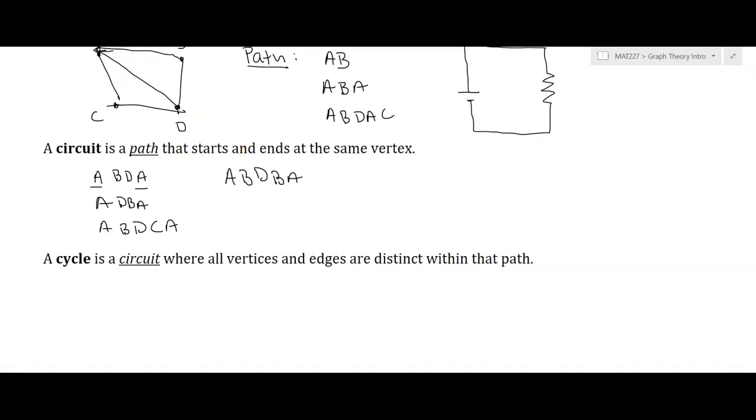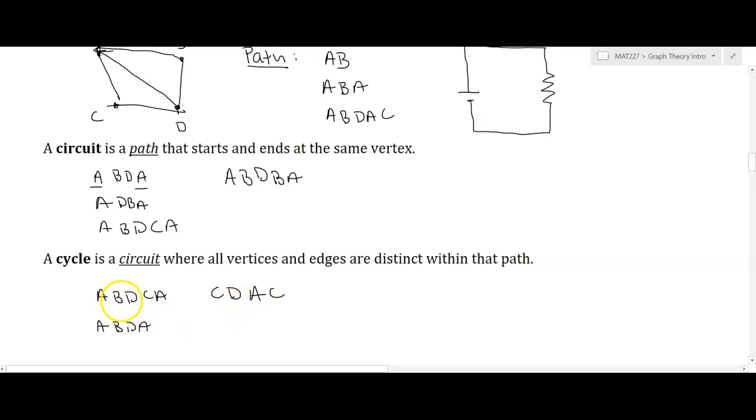So for this one up here, we could have A, B, D, C, A. That would be one. So it's a circuit, and it happens to also have the characteristics of a cycle. We could just have A, B, D, A. That would also be a cycle. And we don't have to start at A. That was just an arbitrary choice. We could have done C, D, A, C.